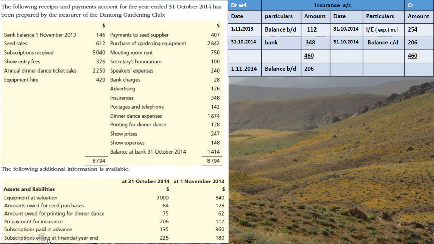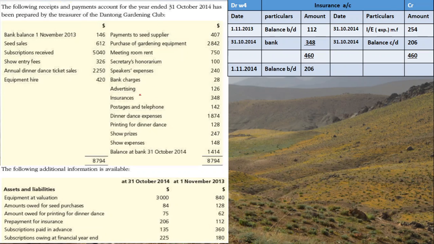So that's your insurance down here. Prepayment for insurance. Prepayment means your assets. Prepaid expenses are assets. So 112 comes in your debit side, BD here 112. So in the credit side we have 206, CD BD. That's simple. So we go up here and then we search for information related to insurance. In the receipt side there is nothing. You go to payment side, you will have your insurance out here.